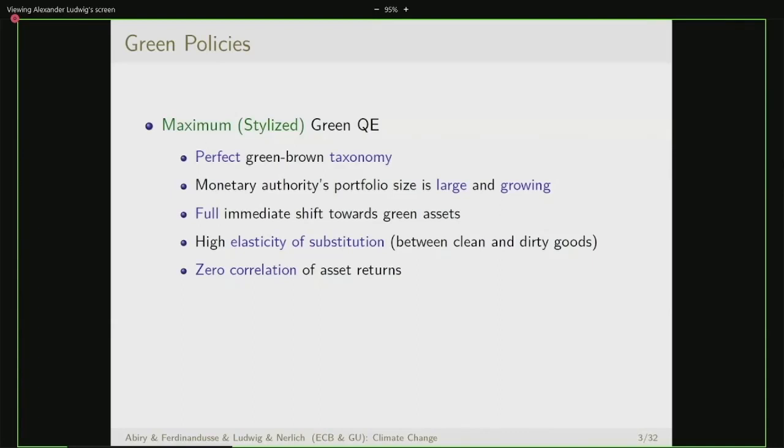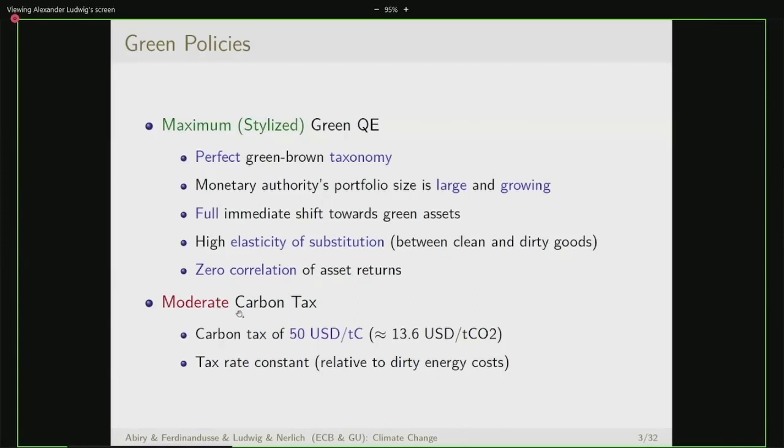Then we assume a full and immediate shift towards the green assets, a high elasticity of substitution between clean and dirty goods, whereby an important sensitivity analysis is going to show explicitly what that implies for our findings, and the zero correlation of the returns. And again, in sensitivity analysis, we make that positive in order to show how relevant that is.